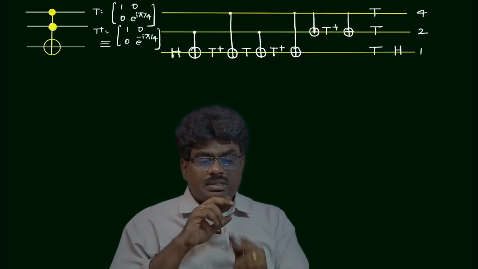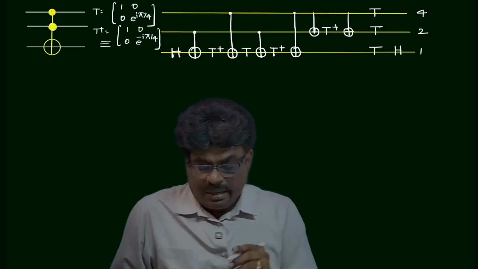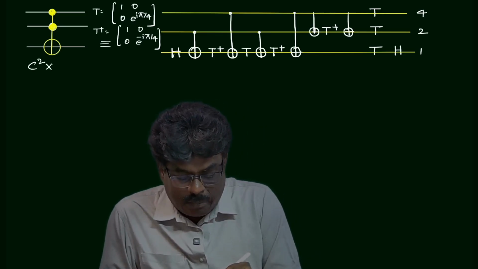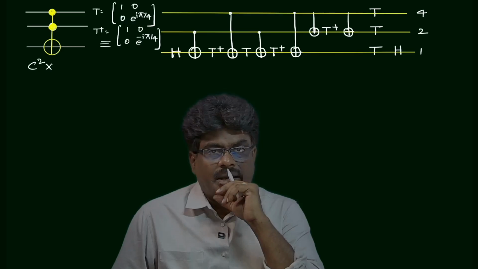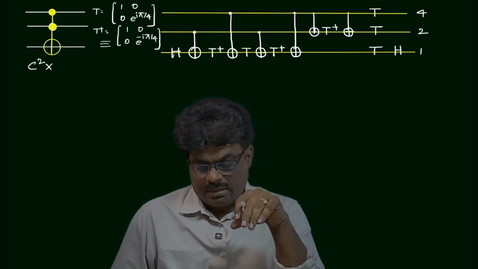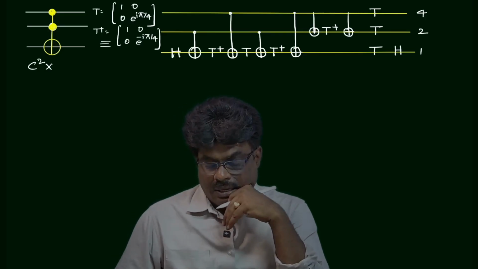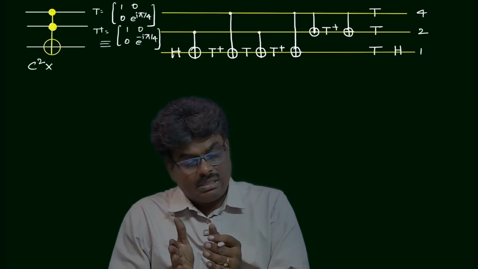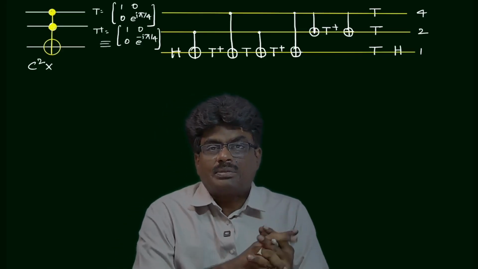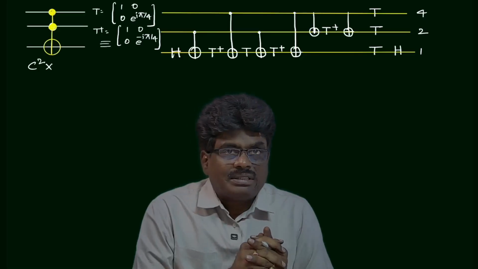Right. So this is quite an interesting one. So here they have given the C square X operation. That means the C square X gate, sorry. This is nothing but a Toffoli gate, okay, and they are asking to show that this is equivalent to this given circuit, okay, right.